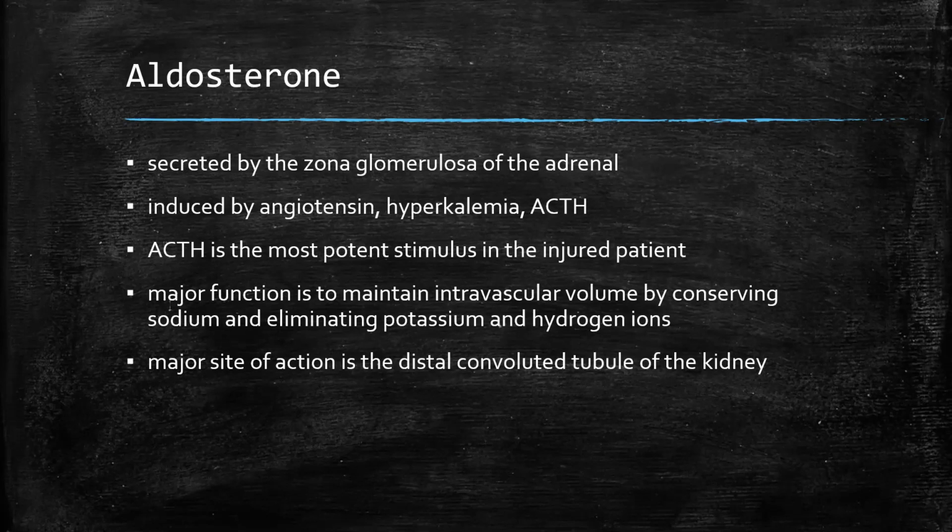Its job is to help maintain intravascular volume by reabsorbing sodium. It does this in the distal convoluted tubule. If you absorb sodium, you're also absorbing water, okay? Because you're absorbing positive charges with the sodium, you have to get rid of a positive charge as well. So aldosterone also works to eliminate potassium and hydrogen ions. But the major role of aldosterone here is to absorb salt and water and support circulating volume.